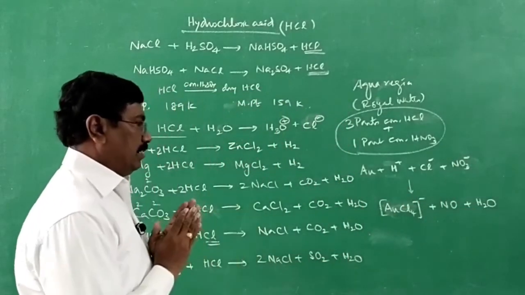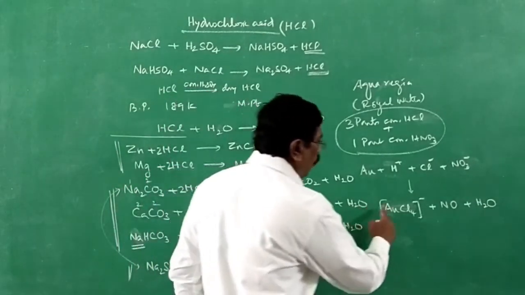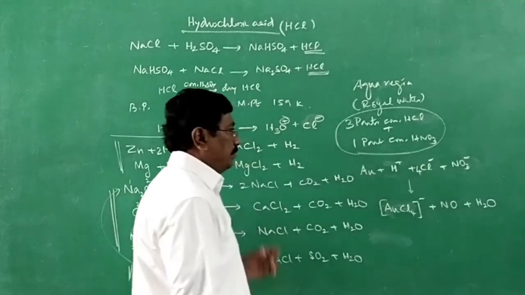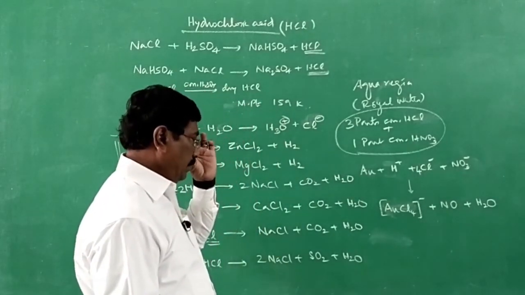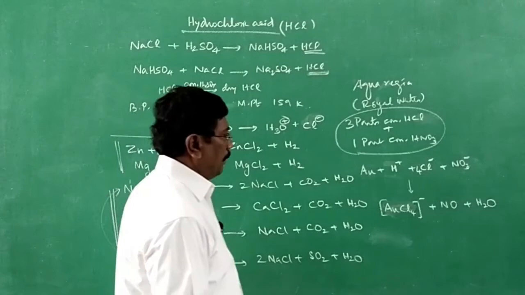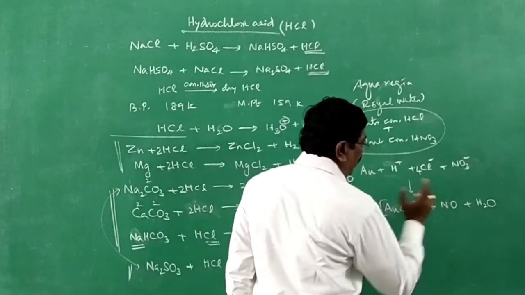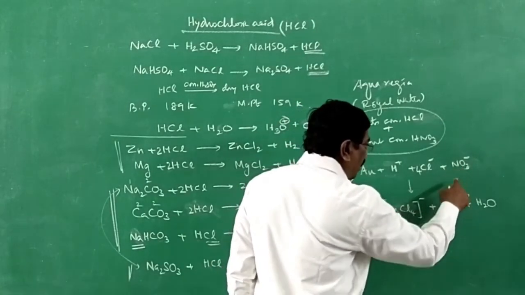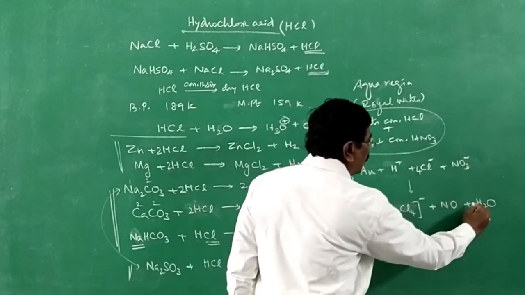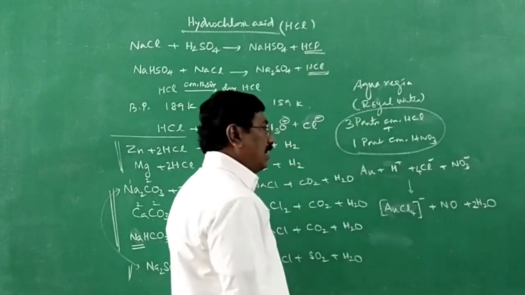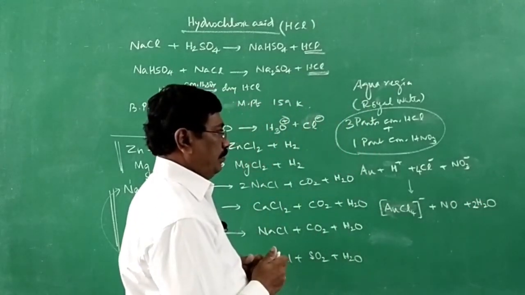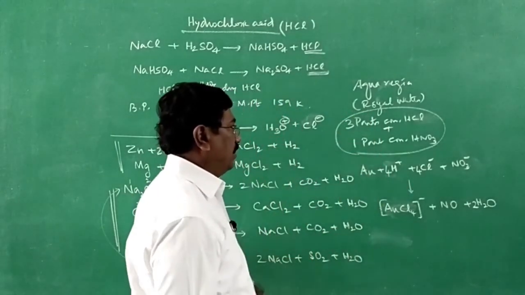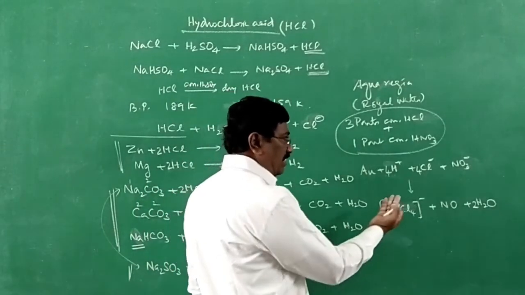Now how to balance the equation? AuCl4, therefore compulsorily 4Cl minus. Alright? Minimum. And then nitrate becomes nitric oxide. If one nitrate radical becomes one nitric oxide, there is loss of 2 oxygen, so at least 2 H2O. Therefore 4H plus, minimum. Is it a balanced equation? Yes, as such it is balanced.